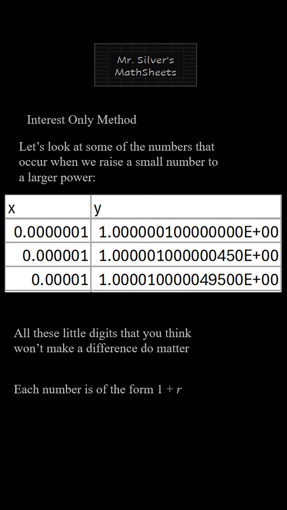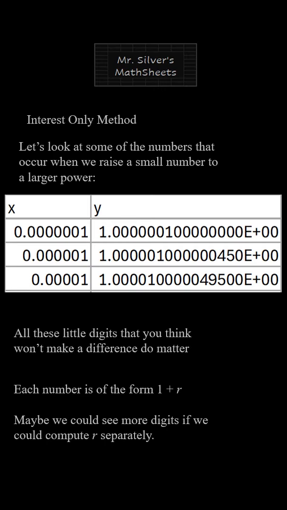So each number is of the form 1 plus r. Maybe we could see more digits if we could compute the r part separately. So this is the idea. With the interest-only calculation, we split 1 plus r into 1 and r.